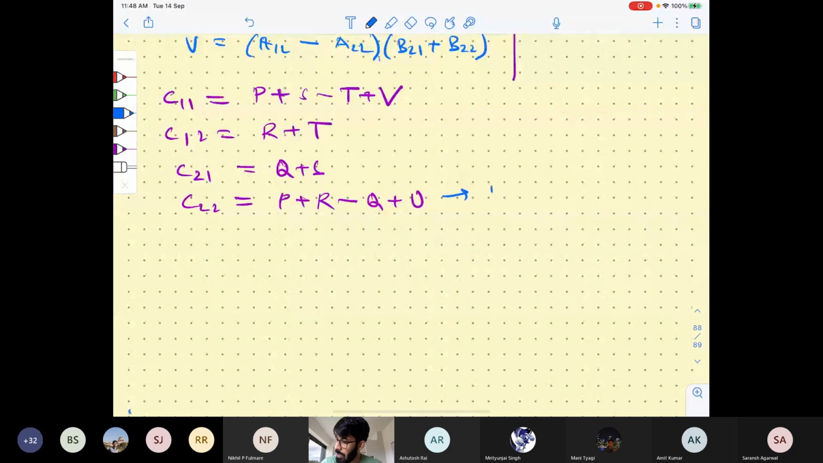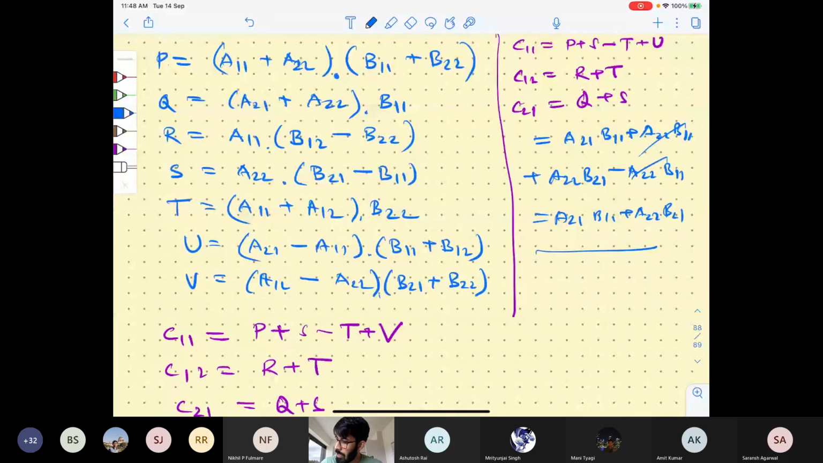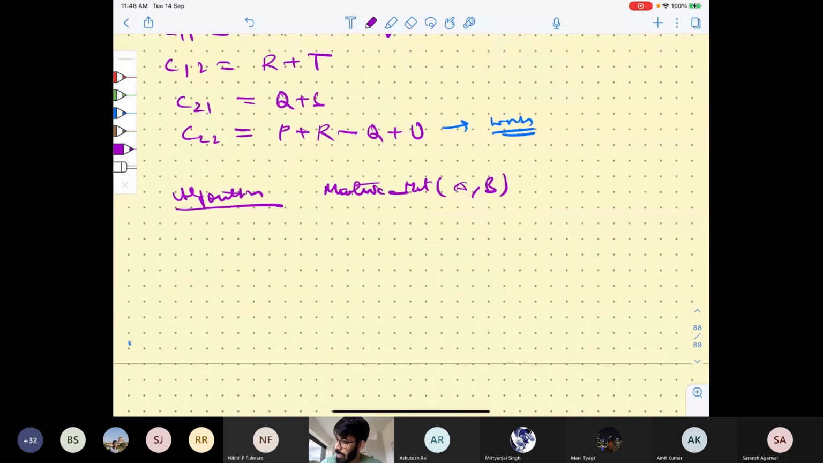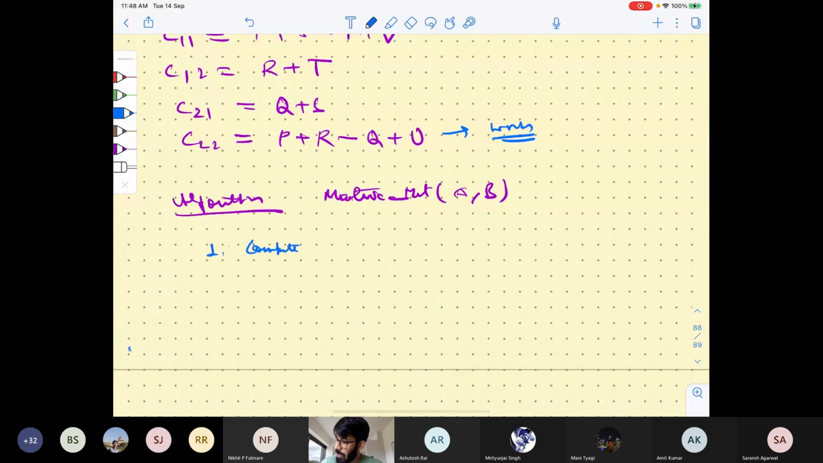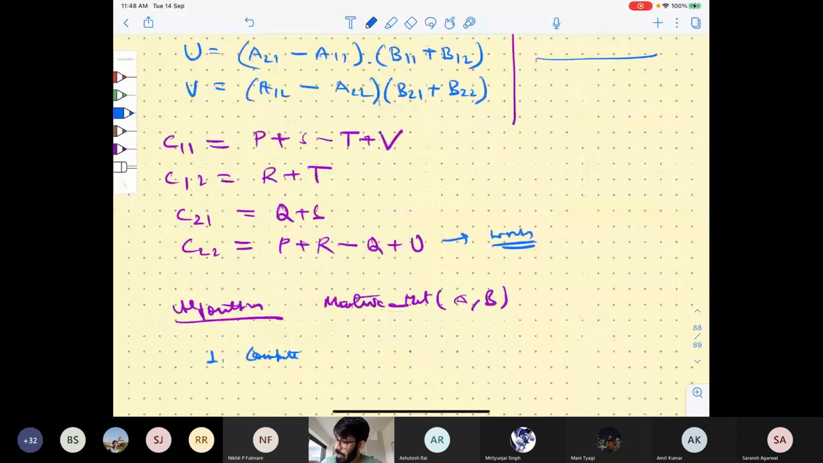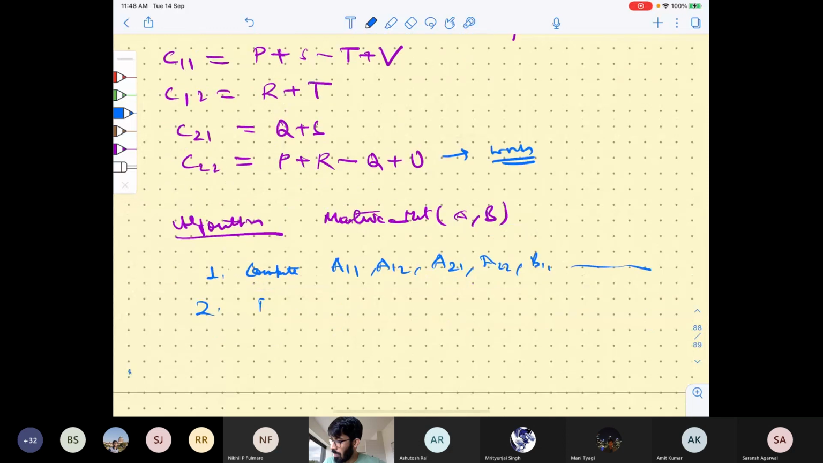So the point is, what is the algorithm? Matrix multiplication. It takes two matrices A and B. And what does it do? It first computes A11, A12, A21, A22, B11, and so on, all these. Then what does it say?